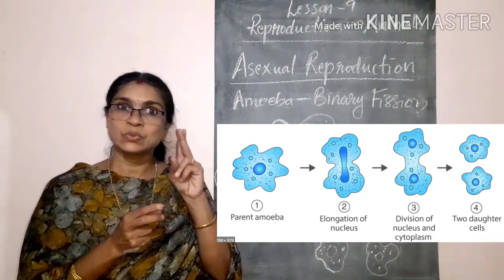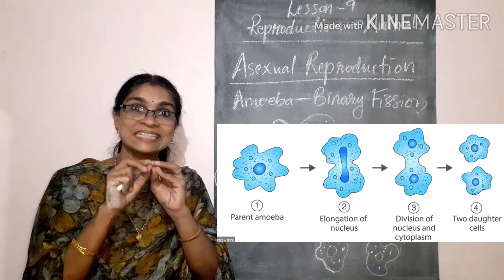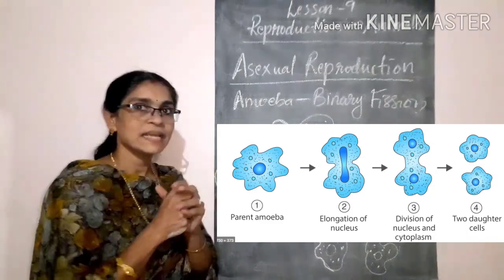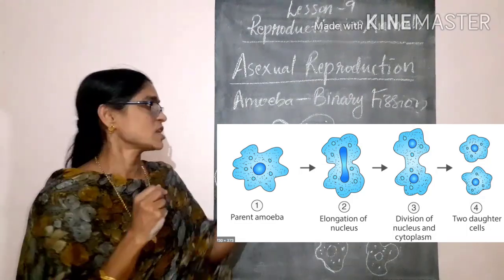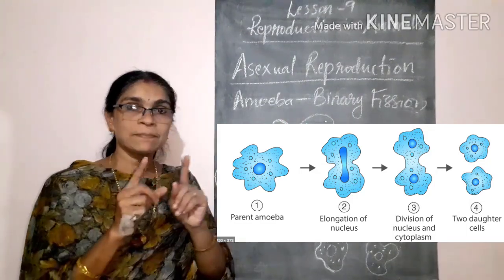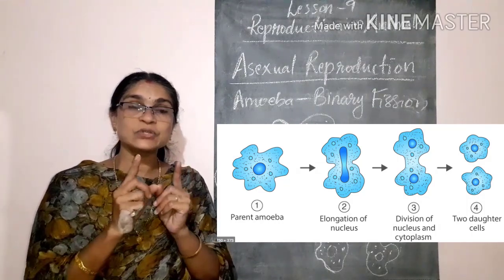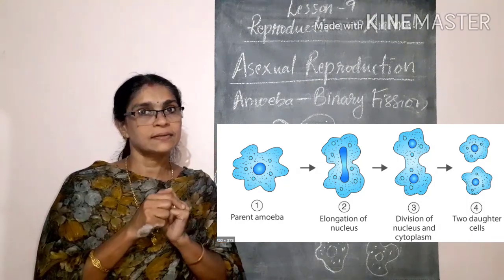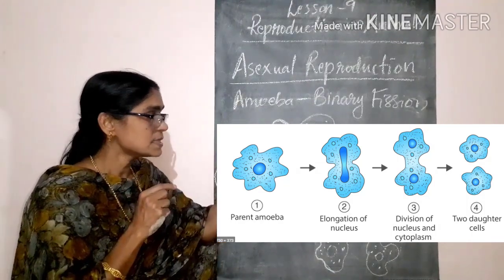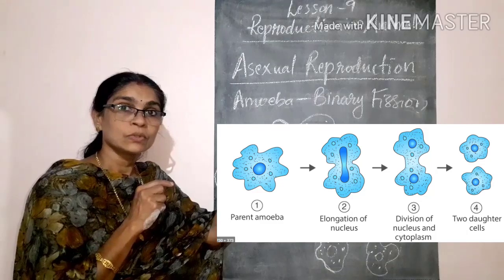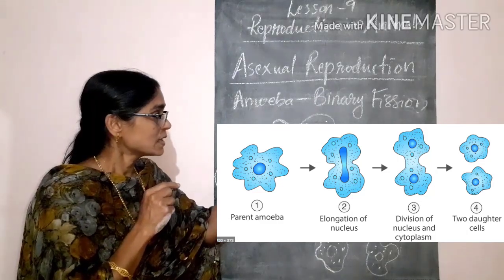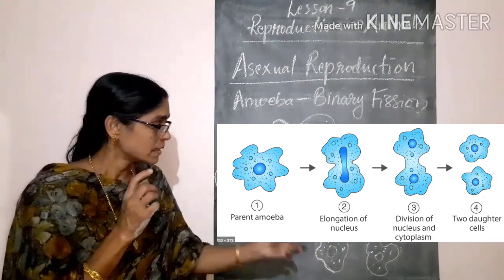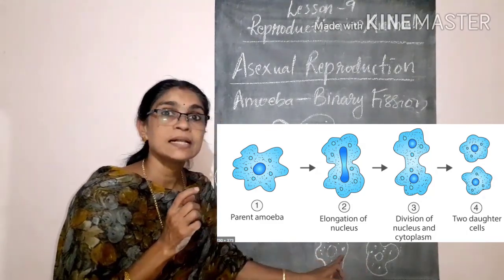Bi means two. Fission means division. Then here Amoeba reproduces by the process of binary fission. Binary fission means one cell divides to form two cells. Single cell divides to form two cells. Okay. First, it divides its nucleus into two. Then, each nucleus holds a piece of cytoplasm and plasma membrane, and then they form two individual cells.